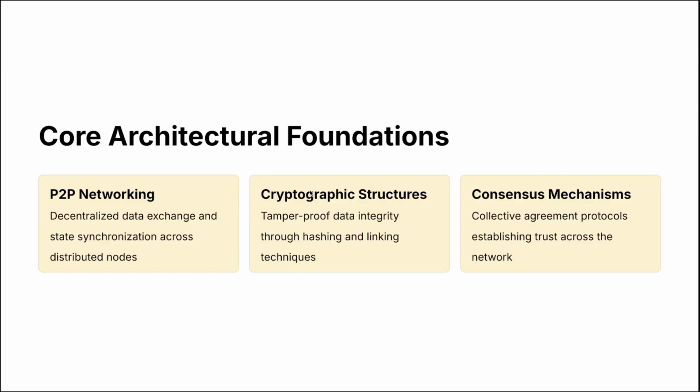Now let's talk about the key components of DLT. Firstly, we have peer-to-peer networking, which is the foundation of distributed ledger technology. Instead of relying on a central server like a database, DLT is based on peer-to-peer networking, which means data is exchanged directly between nodes. These are the participants in the network. This setup allows for decentralized data exchange and also ensures the system can synchronize its state across all nodes even without a central authority.